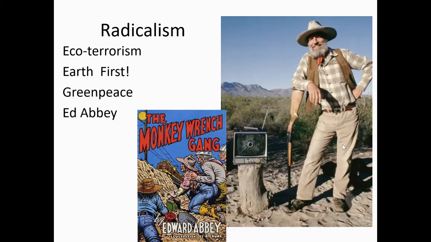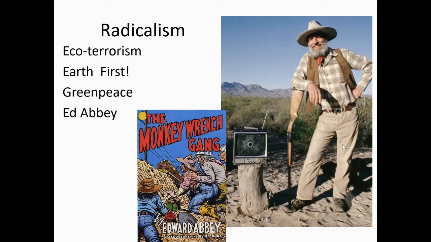Radicalism is eco-terrorism, and the class example of it is this group called Earth First. Greenpeace would be another one. Ed Abbey, who's this guy you see here who shot out his TV, inspired Earth First. He wrote the book, The Monkey Wrench Gang. And as I discovered in college, if you write a paper defending Earth First, you end up getting on the FBI watch list. I probably deserved it by what I wrote, so it's my own fault, but do not write papers defending Earth First, especially on the APES exam, because, you know, it makes airport security a little bit more of a nuisance.